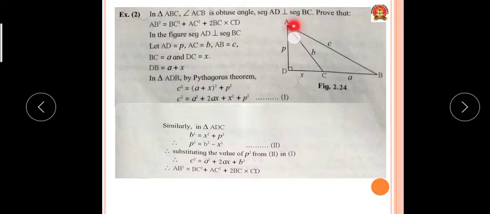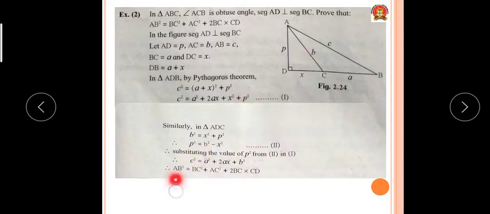And in triangle ADC, C square is equal to P square plus (X plus A) whole square. You will get C square is equal to A square plus 2AX plus X square plus P square. Now what is P square? P square is B square minus X square.